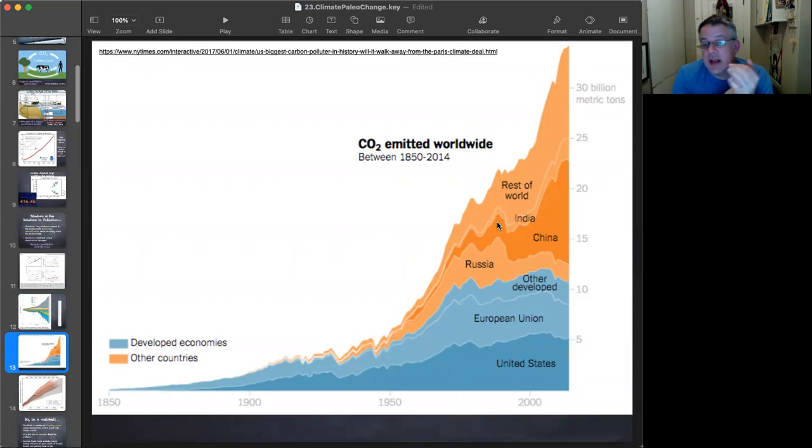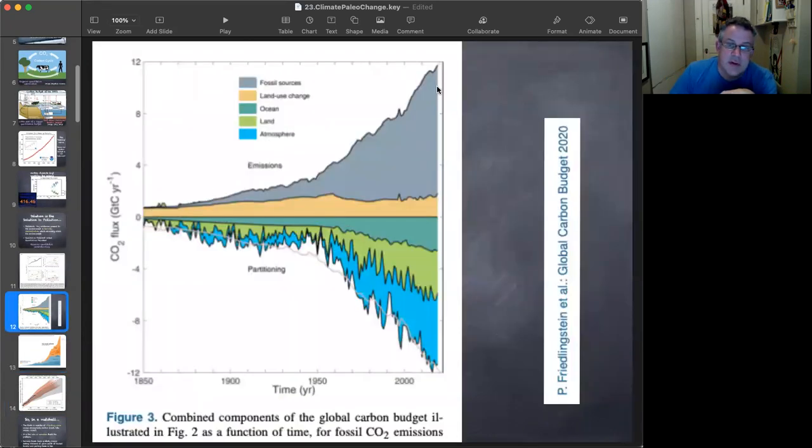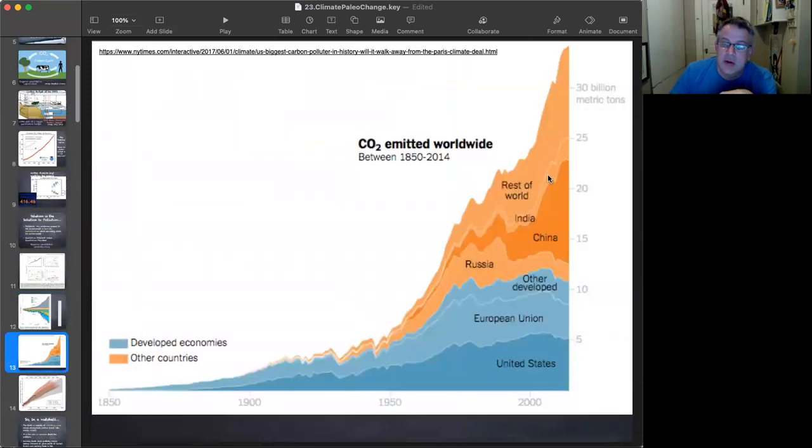This is another way of looking at the country by country breakdown. This is essentially this upper curve, the emitted, broken down by country. And so you can see the United States is more or less the same. The EU and developed, and the United States is this whole blue wedge. Then here's Russia, which is decreasing actually, China, which is increasing, India, which is increasing, and the rest of the world, which is also increasing. You add this all together, you're getting up into the 30 billion metric tons territory in recent years.